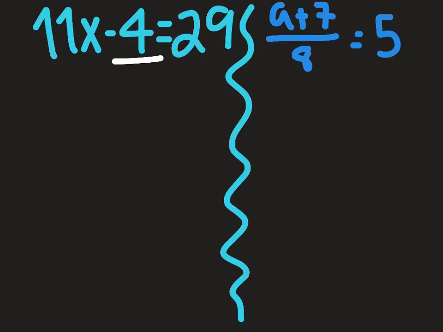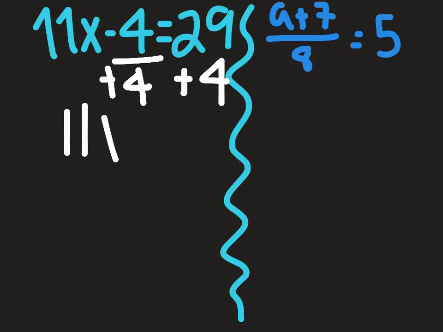So 11x, 11 is right by the x, it's the part that you do last. So this part, since it's not connected to the x in any way, you're going to do first. Since it's a negative 4, we're going to do the opposite, which means we're going to add 4. And whatever you do to one side, you have to do to the other side. So that means we add 4 on this side as well.